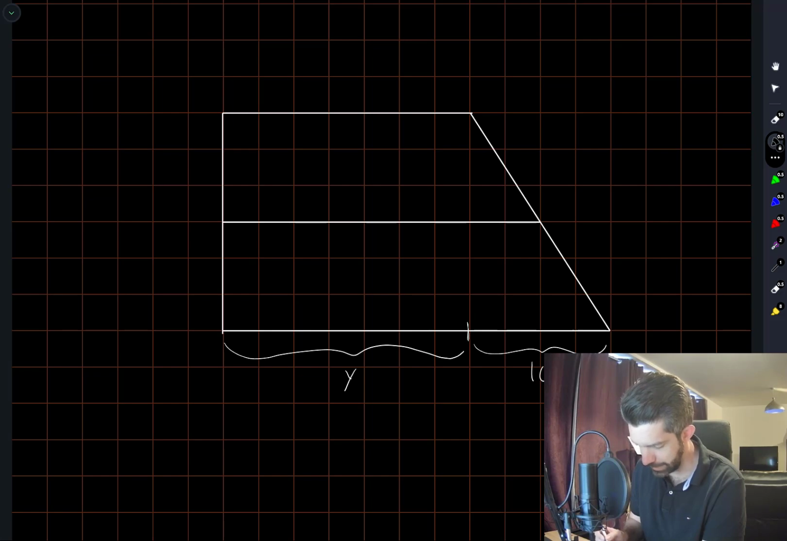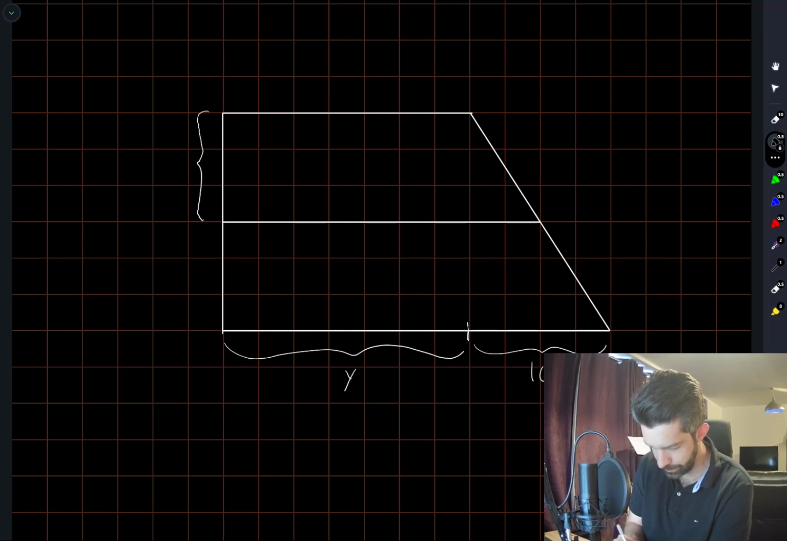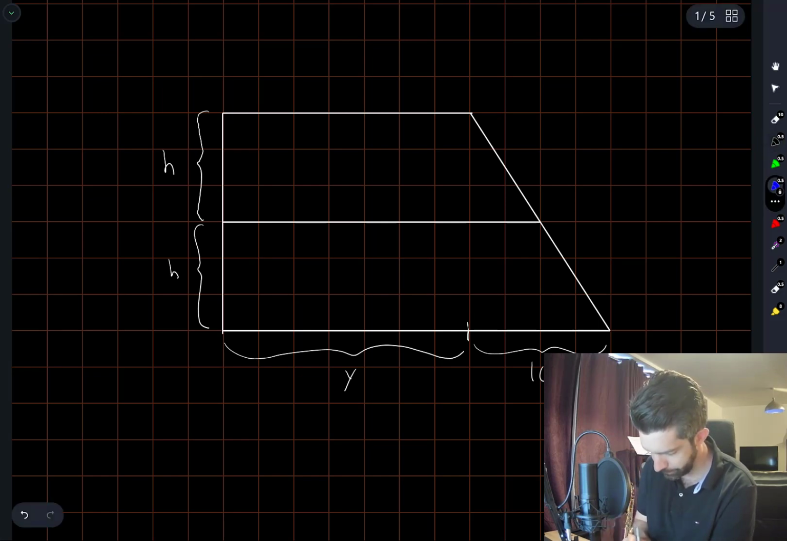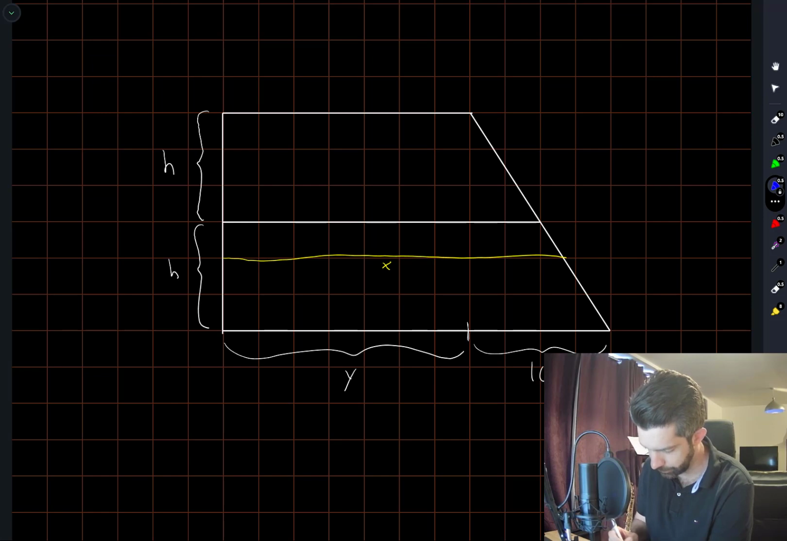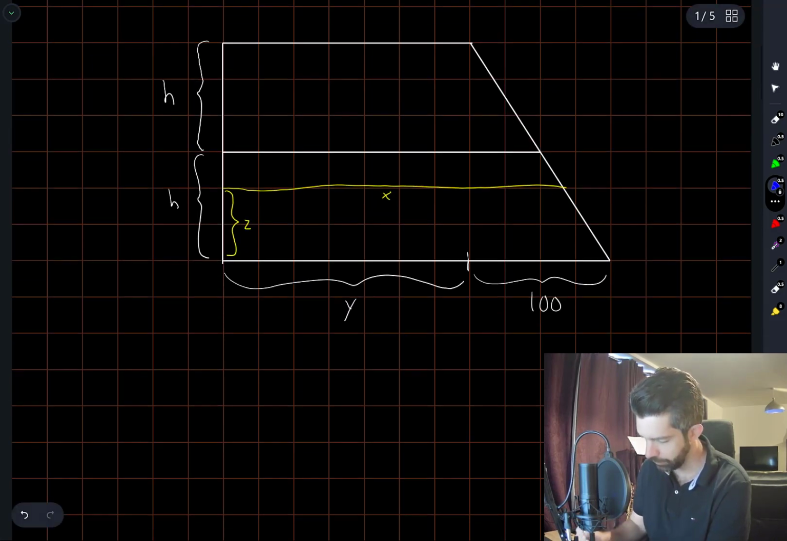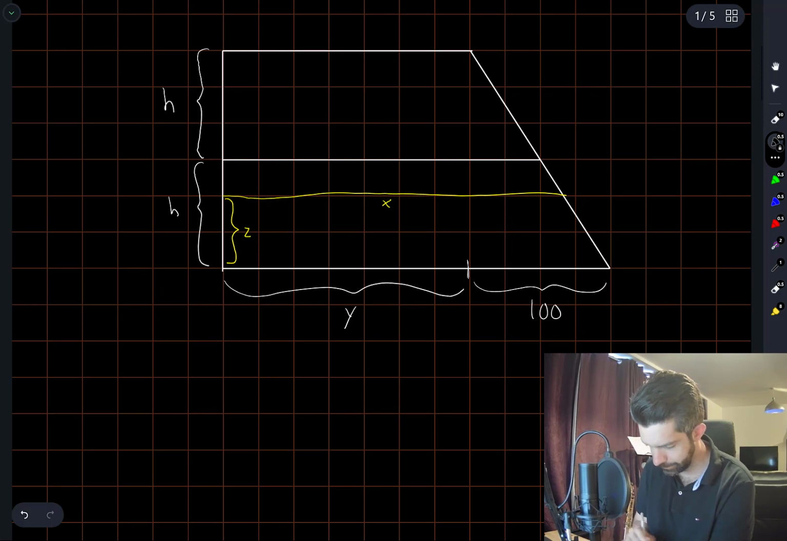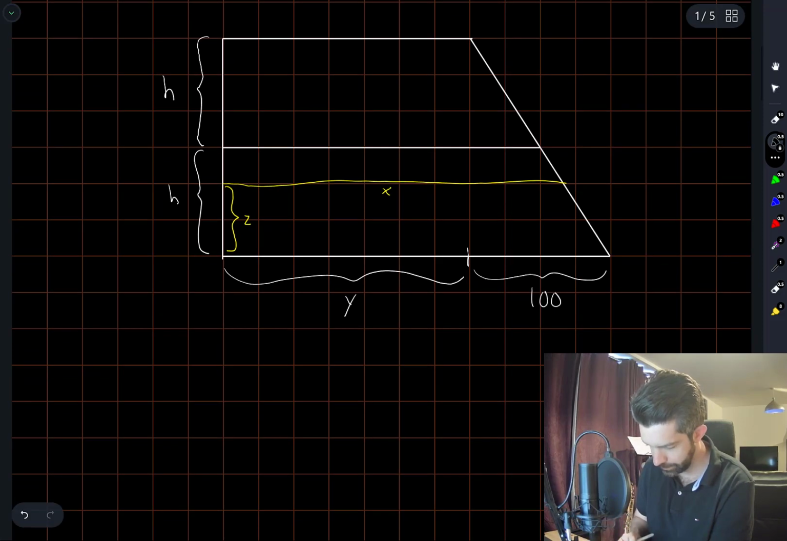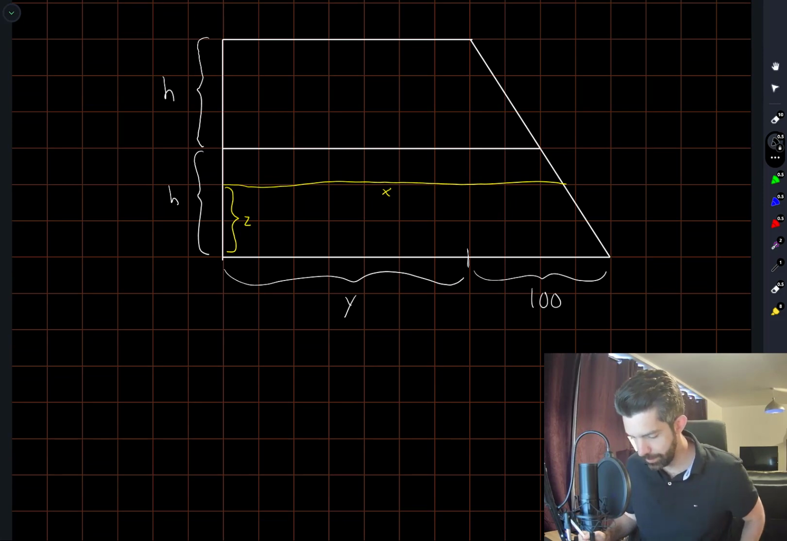We have the ratio of A1 to A2. I'm going to call this H. So this is also H. And this here will be the length X. And I'll call this distance Z. Okay, so let's write out the first statement about the ratio of areas.